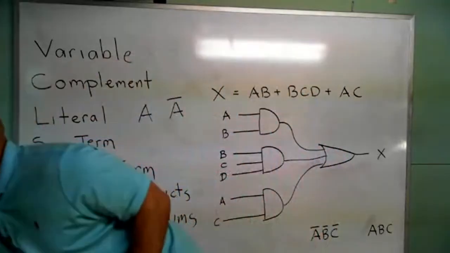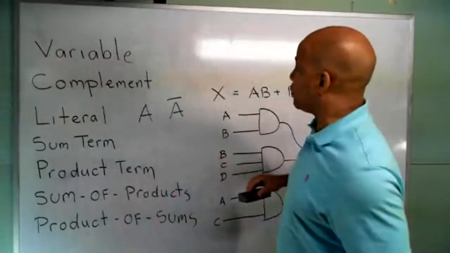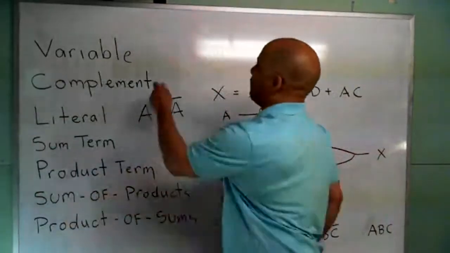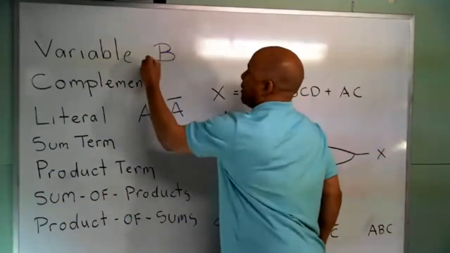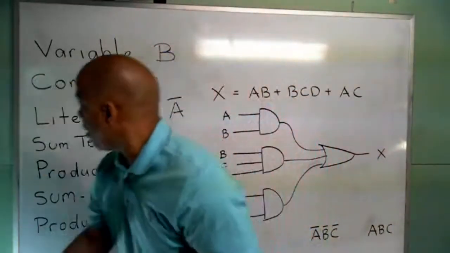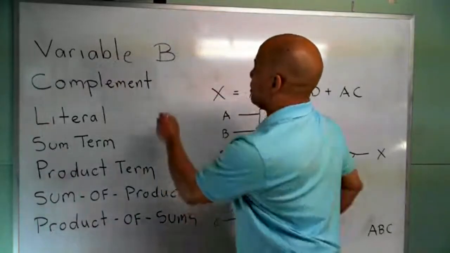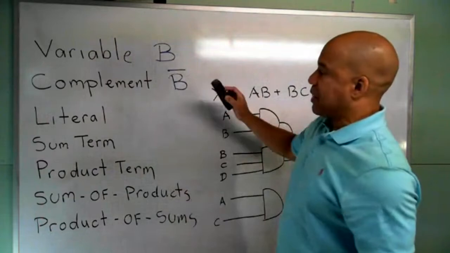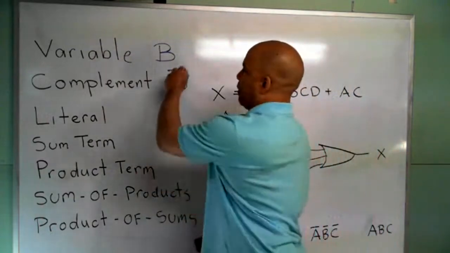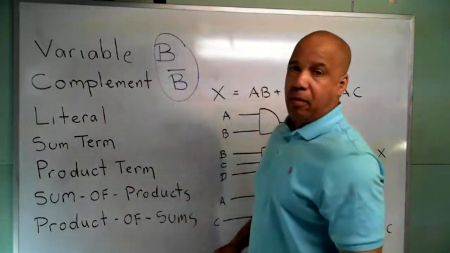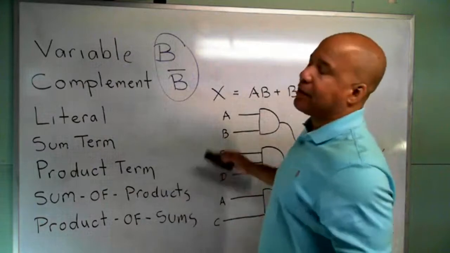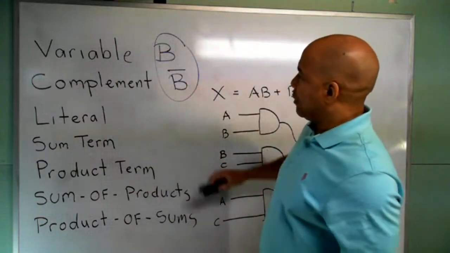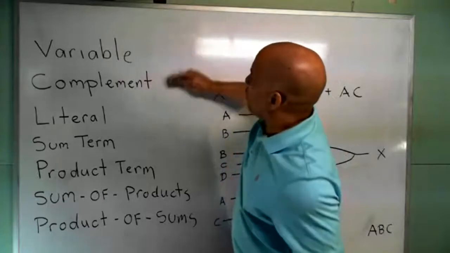Then you have a sum term. So I'm going to erase these to make some room as we go. So again, a variable. So I might have variable B. If I take the B and I put a bar over it, then I have a complement of the variable. So that's B not or not B. And the literal could refer to either one of these, either B or not B. So variable, complement, and literal.